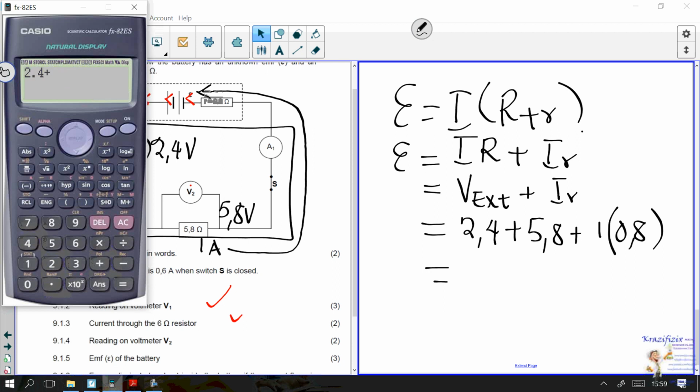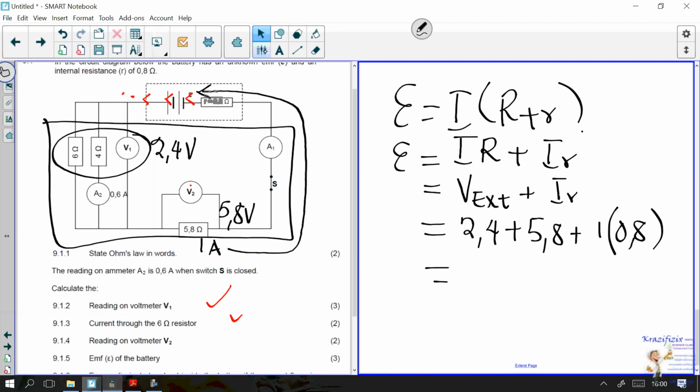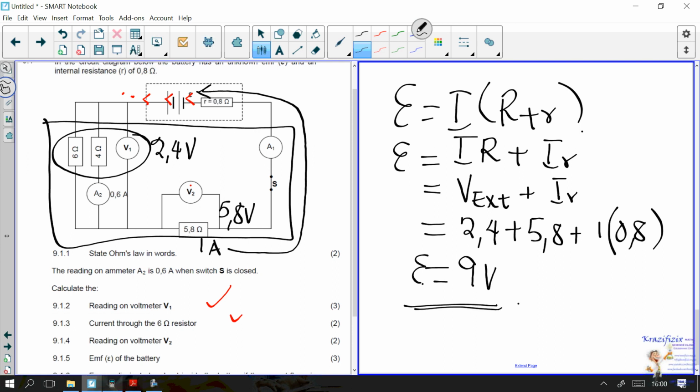2.4 plus 5.8 plus 0.8. 9. Perfect answer. 9 volts. And we're done. There are so many ways to do this.